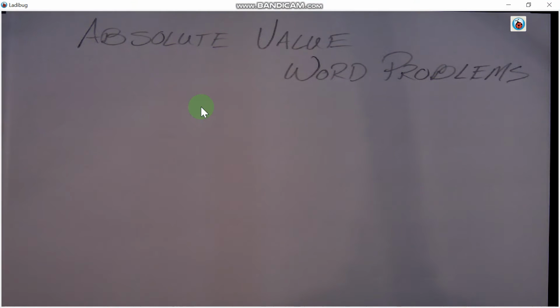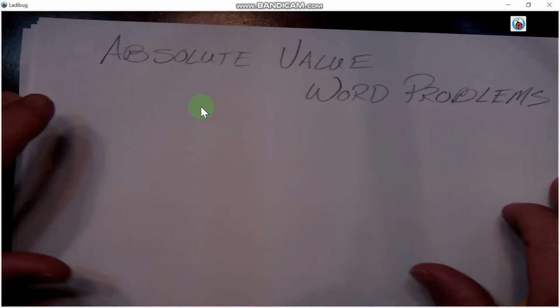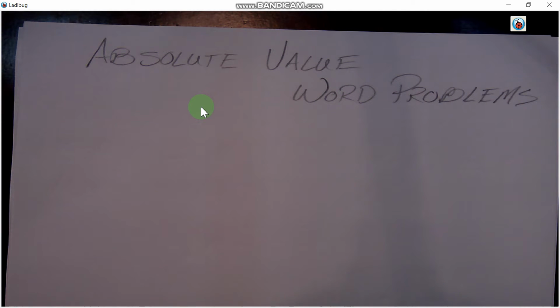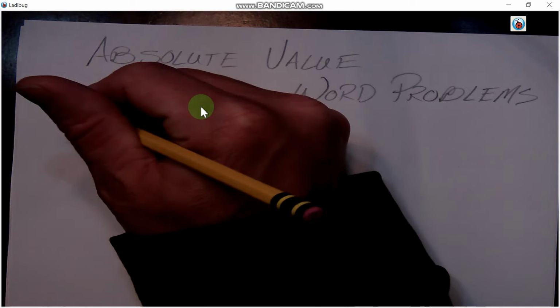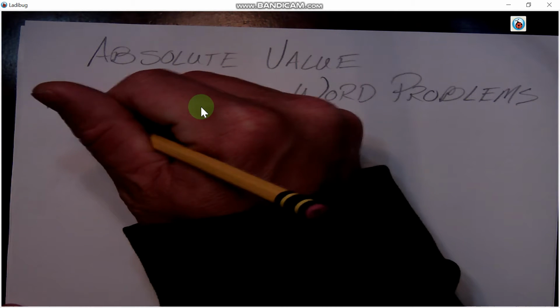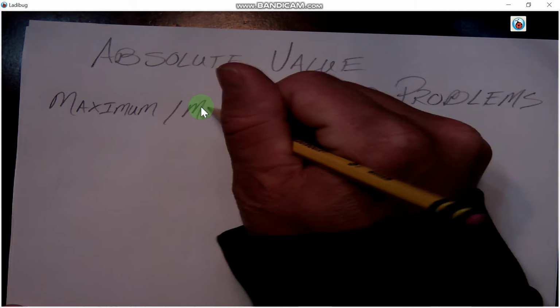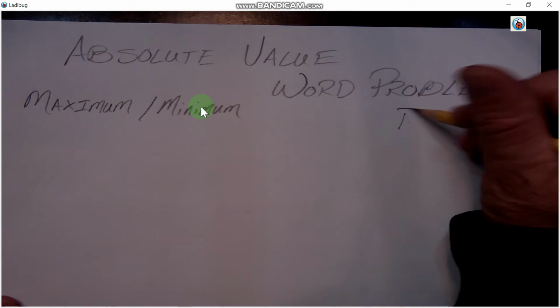Hello, everybody. We're going to be talking about absolute value word problems and how to write equations and inequalities from them, how to solve those today. So first, let's start off with a basic formula on how most word problem equations and inequalities will look. We'll either have a problem that asks about a maximum and a minimum amount, or we'll have a problem that asks for a range.